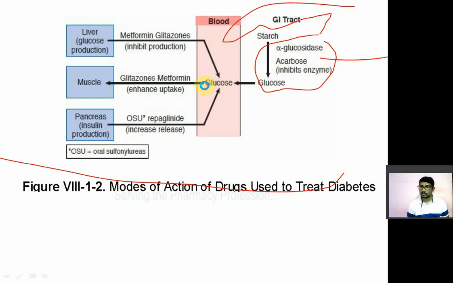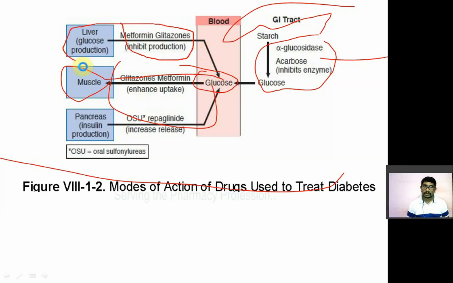Whatever glucose is present in your blood is normally utilized by different muscle cells and other cells. Now that utilization is increased by metformin and glitazones. Okay? And metformin inhibits gluconeogenesis, so they inhibit the production of glucose in the liver. So obviously blood glucose decreases.